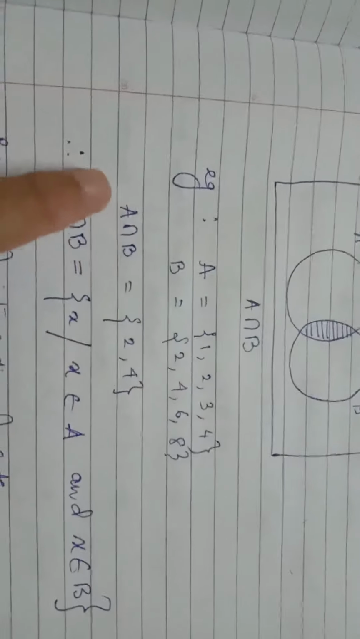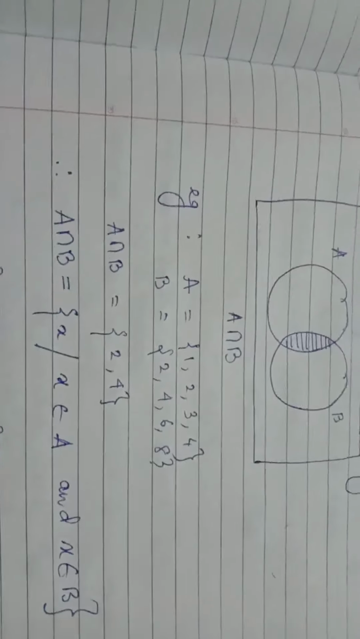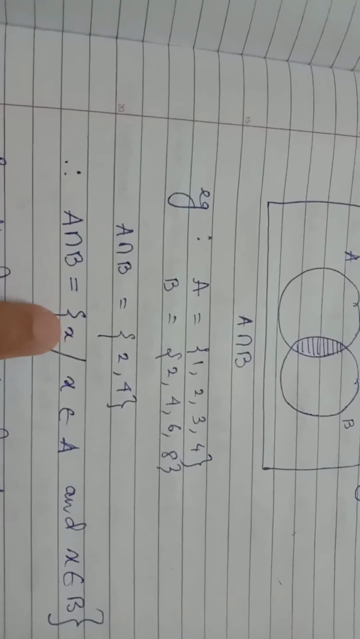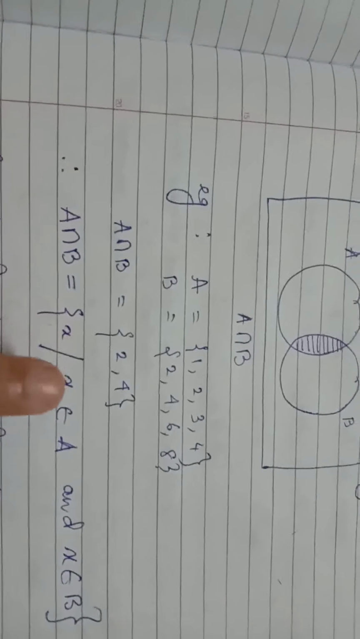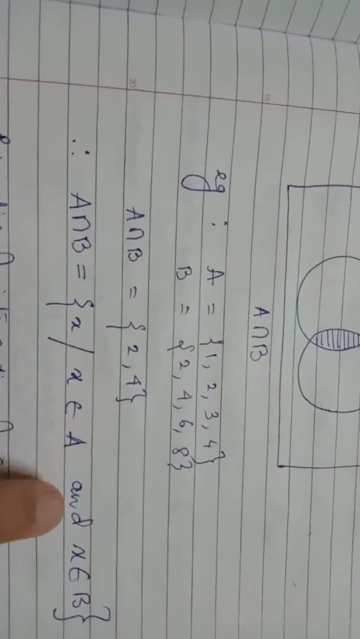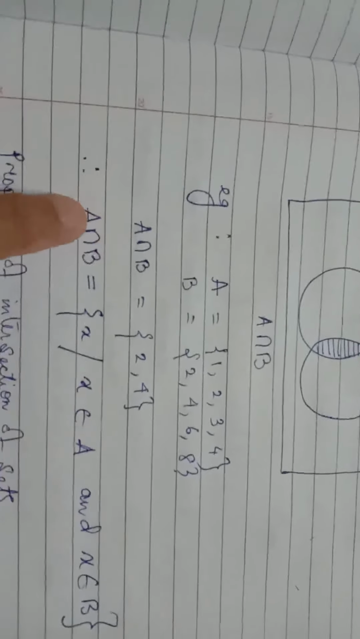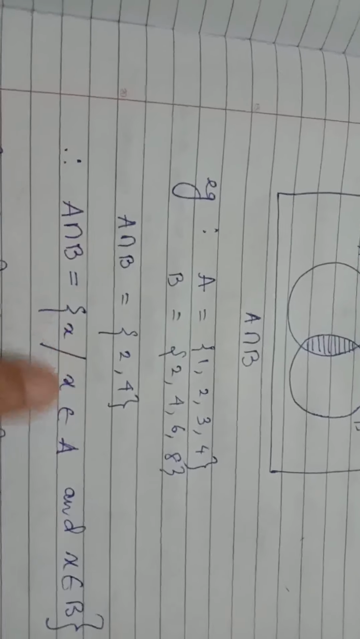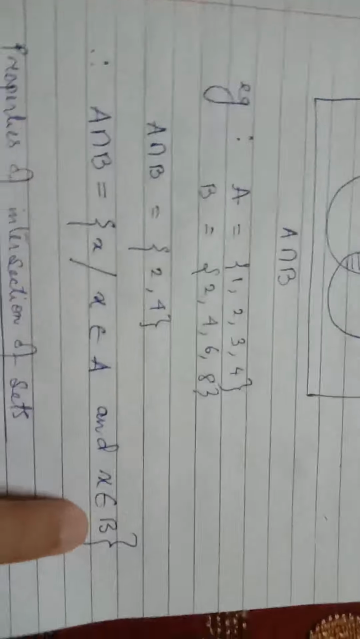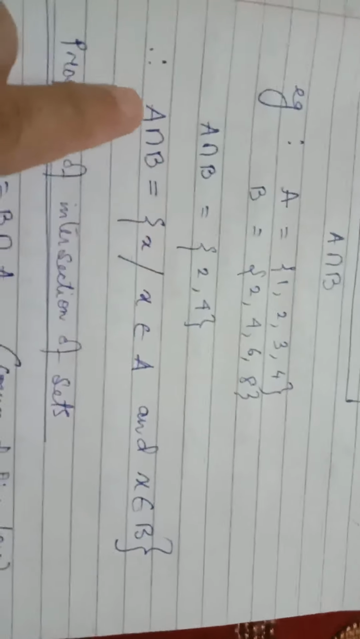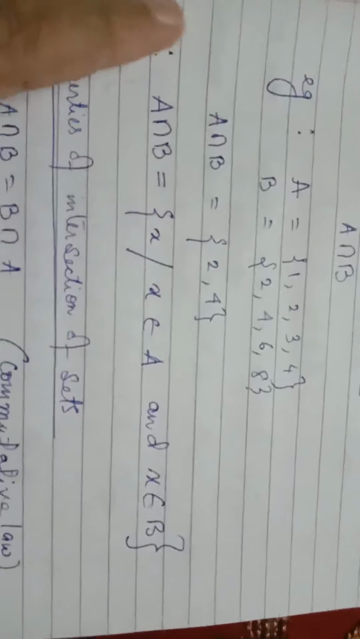Next, we have to remember, like union, A intersection B means all such elements X which are in A and in B. X belongs to A and X belongs to B. X must be common to both A and B. X must belong to both A and B.